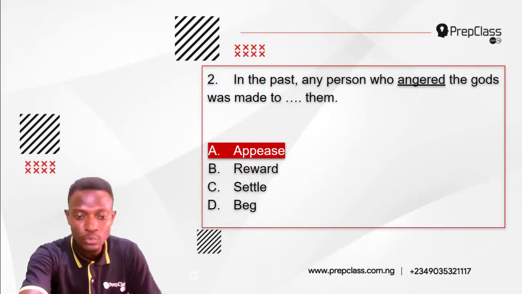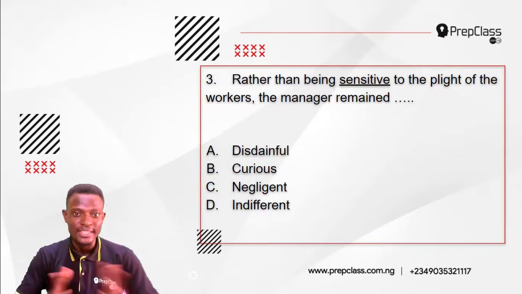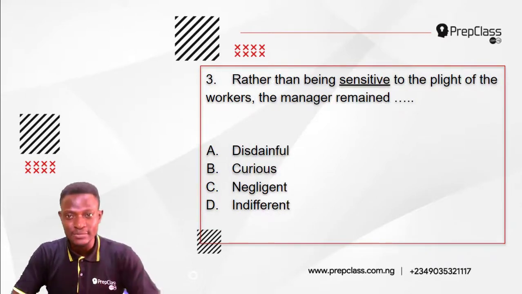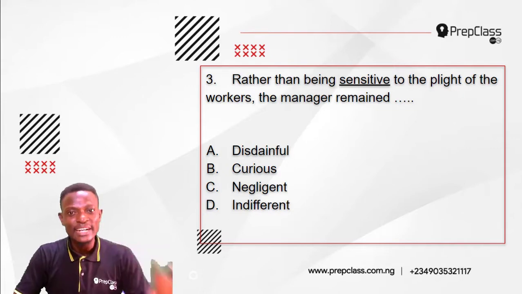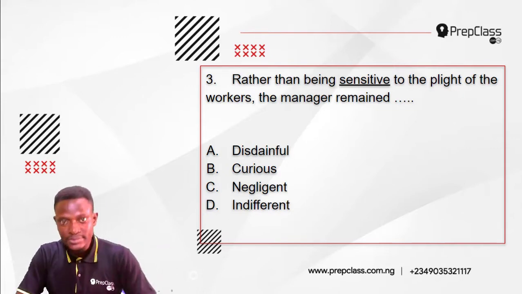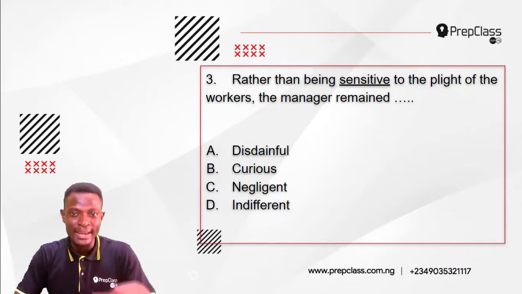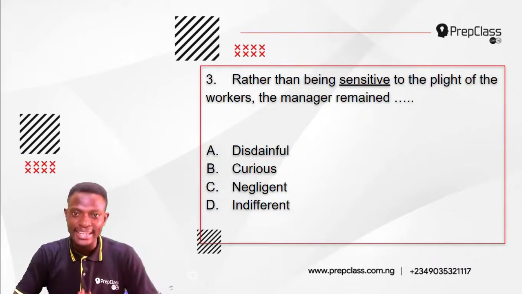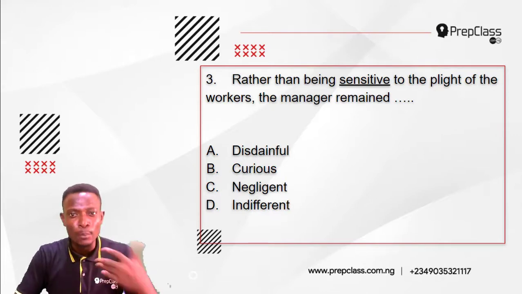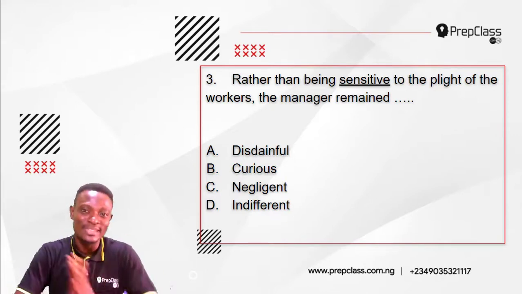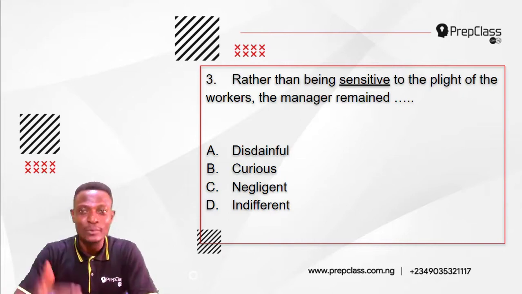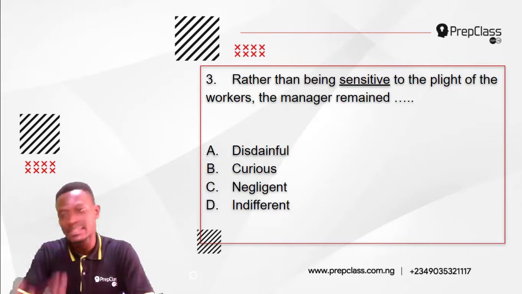Alright, moving on, question 3. Question 3 reads, rather than being sensitive to the plight of the workers, the manager remained dash. The underlined word here is sensitive. So we have to select the option that is the most nearly opposite meaning to sensitive, and will at the same time correctly fill the gap in this sentence.